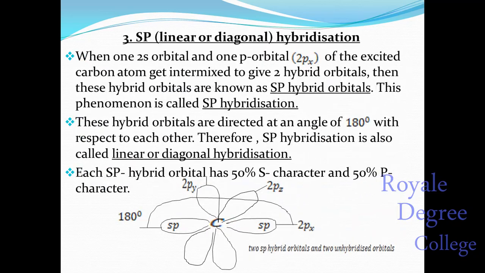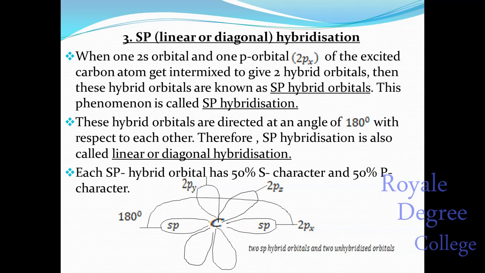Now we'll see about sp hybridization, which is also named linear or diagonal hybridization. When one 2s orbital and one p orbital, that is 2px, of the excited carbon atom get intermixed to give 2 hybrid orbitals, then these hybrid orbitals are known as sp hybrid orbitals. And this phenomenon is called sp hybridization.